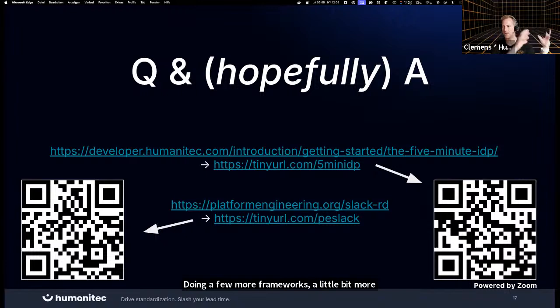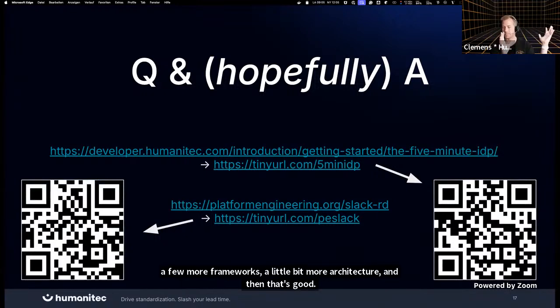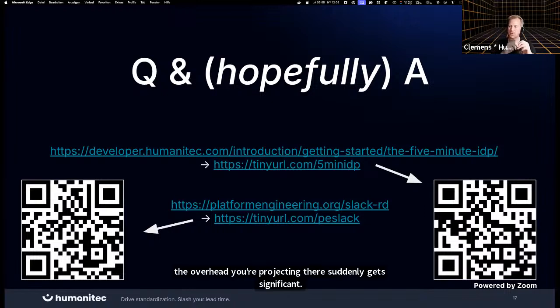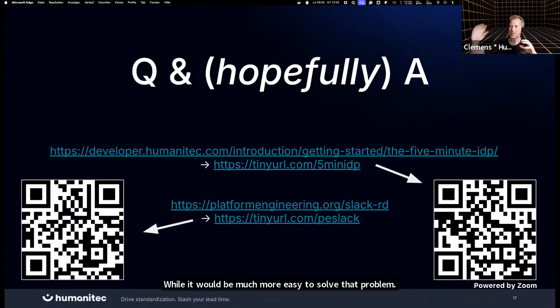But if you're doing that for 100 or 1,000 applications, then the overhead you're projecting there suddenly gets significant. While it would be much easier to solve that problem once on the platform side and then deliver that capability to all of those applications, which in turn, through the standardization, nets to not only a much more simplified architecture, it turns to savings in the implementation and for sure to savings in the maintenance.